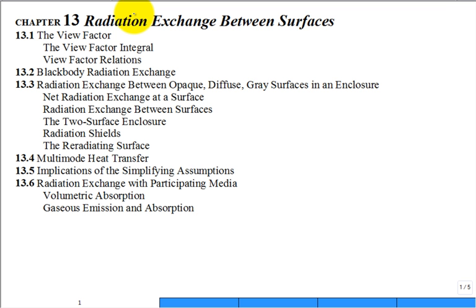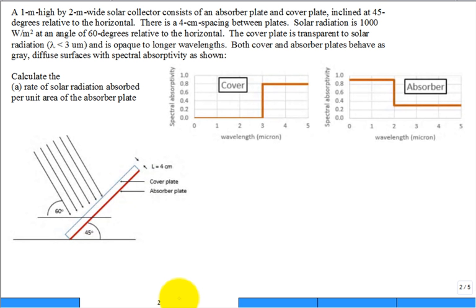All right, so for today, my last lecture, basically I'm going to solve a problem which is multi-mode heat transfer. So basically it's radiation with something else, either conduction or convection, so it's not just radiation only. Okay, so let's jump into it.